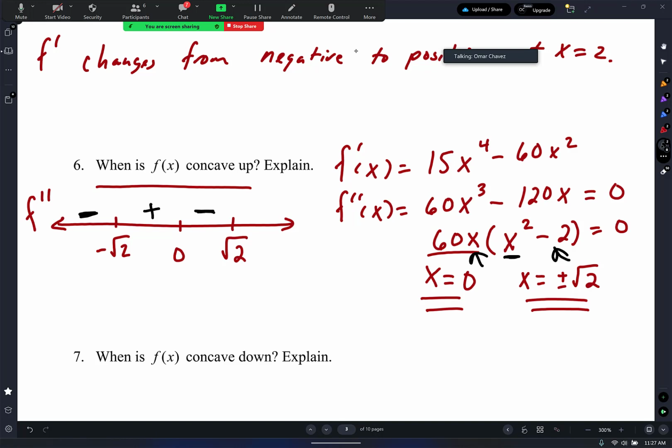And if I plug in a number bigger than square root of 2, like 4 or 10 or 3 or whatever, 60 times positive is positive. 3 squared is 9. 9 minus 2 is positive. Positive times a positive is a positive. Okay, where is f of x concave up? Between negative square root of 2 and 0.